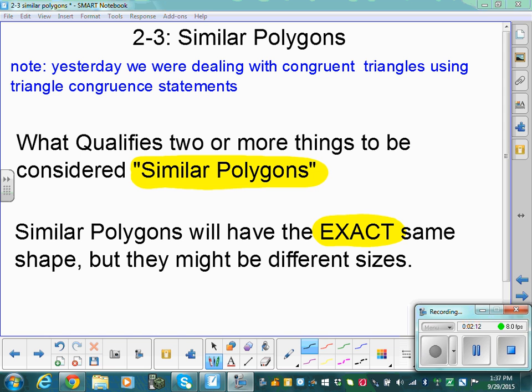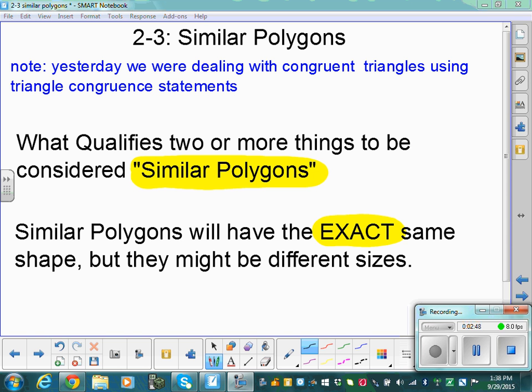Now we're going to be dealing with polygons, not just triangles, but we are going to have similar triangles today as well. Now similar is different than congruent, but they do go hand in hand. So first of all, what qualifies 2 or more things to be considered similar polygons? So I'm about to tell you. Similar polygons will have the exact same shape, but they might be a different size. Oftentimes you'll have a small polygon that's still a similar polygon to a really large polygon.